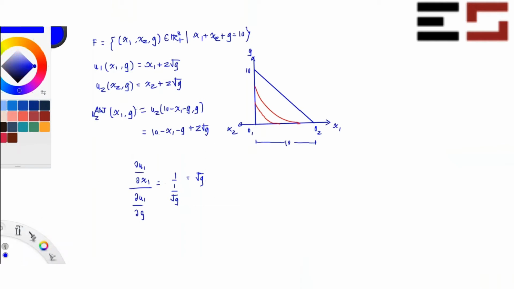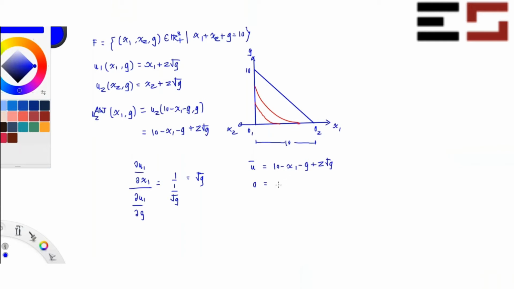Now let's do the same thing for individual 2. To figure out the slope, let me set u bar equal to this, so this is the equation of the indifference curve. Let's just differentiate this with respect to x1. Obviously when you are on an indifference curve, this utility is constant. So if you differentiate with respect to x1, this will be 0.